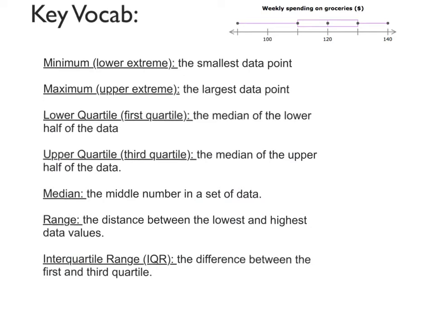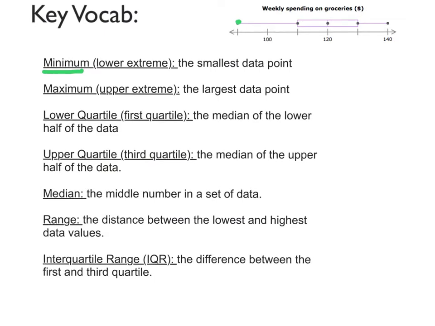All right, so our first key vocab word that you're going to hear come up with box plots is called the minimum, or another word for that is the lower extreme. And what that is, is the smallest data point in your set. So right here, I just put a green dot. That is the smallest number that I spent on my groceries that week.